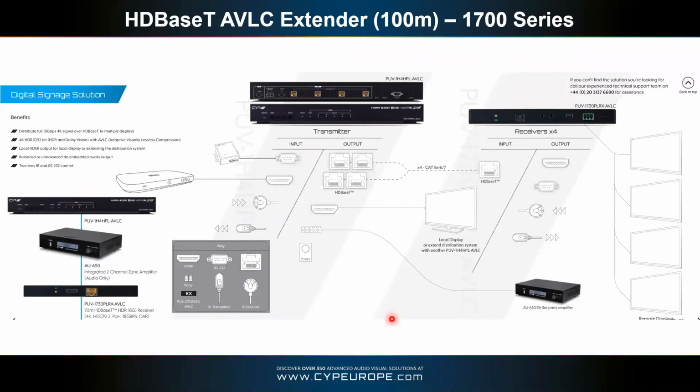And there's just an overview of that as well in a system. Inputs onto the transmitter, send out your 4 CAT cables to 4 separate receivers, and there you are. You get IR as well on this, so if you need to send IR back from the zones, it will feed that back to the distribution amplifier as well. And once more, you can see examples of our separate zone amplifiers being used in this sort of scenario.